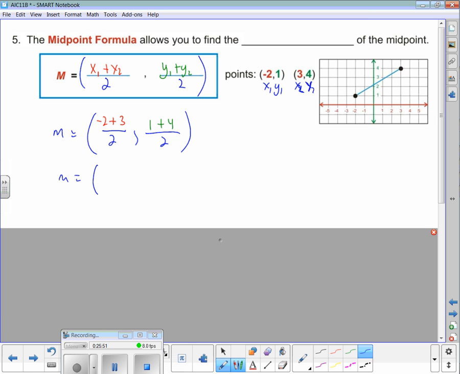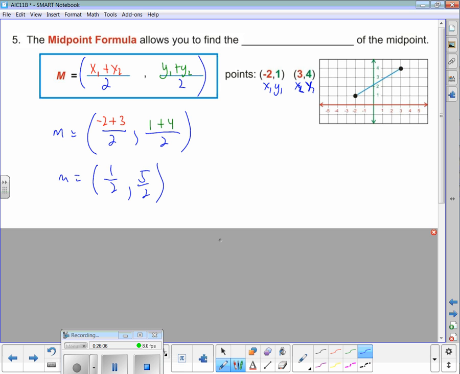So what are the coordinates of my midpoint? Negative 2 plus 3 is a 1, so I get 1 half. 4 and 1 is a 5, so I get 5 halves. The midpoint should be the point with coordinates 1 half, 5 halves.